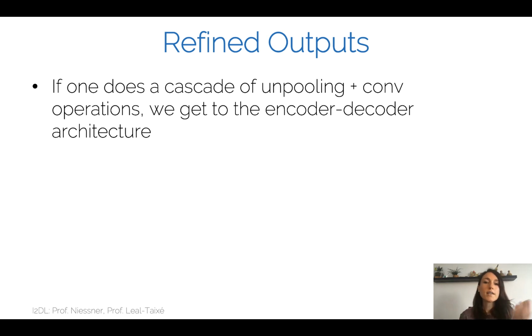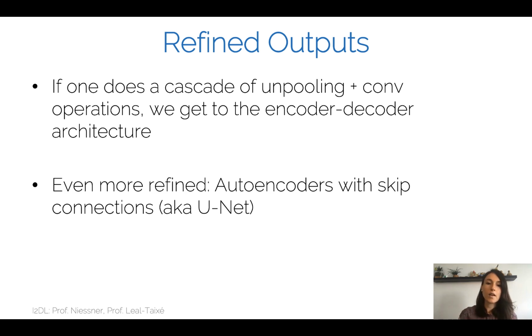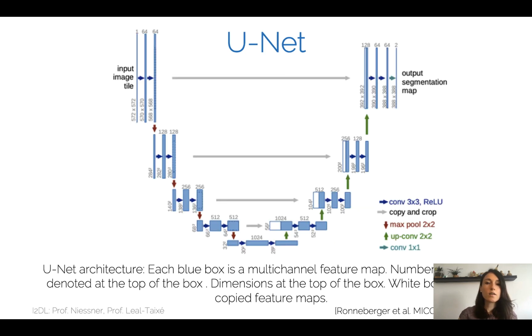Now, if one does a cascade of these unpooling plus convolution operations, so cascading transpose convolutions and upsampling the representations to a larger and larger size, then we get what is called an encoder-decoder architecture. And if we further add skip connections, we get the UNet architecture. So we can take a look at this UNet architecture very briefly.